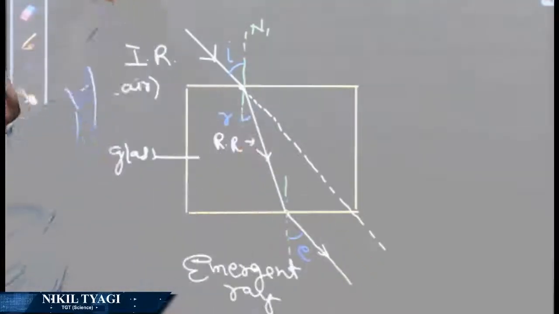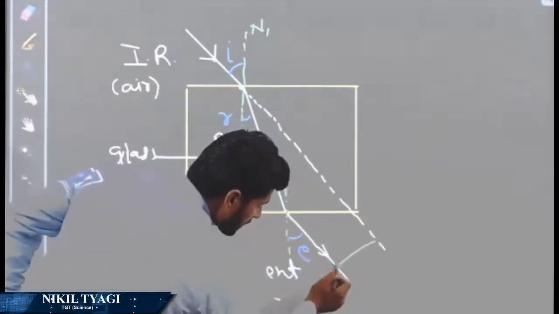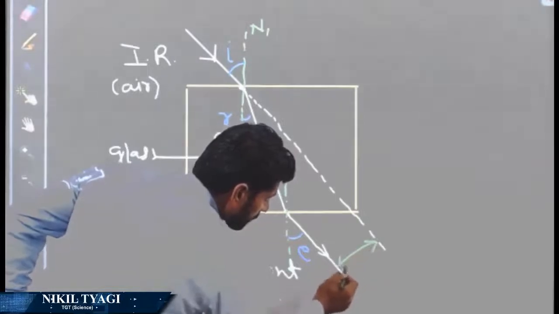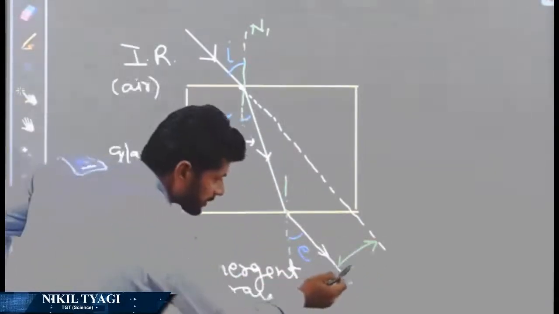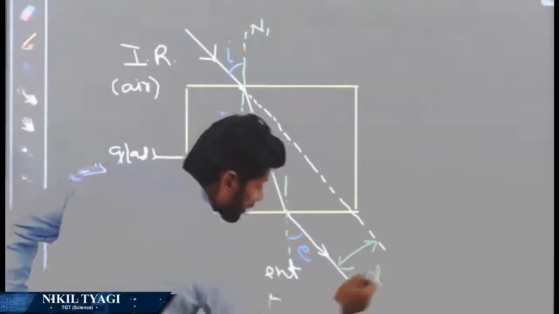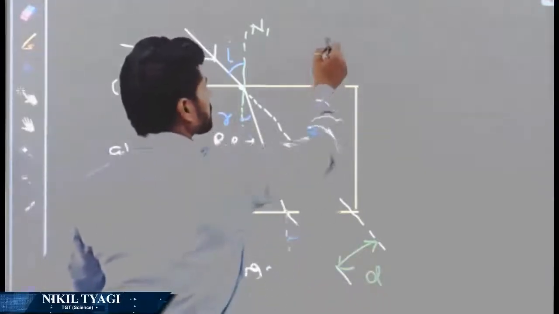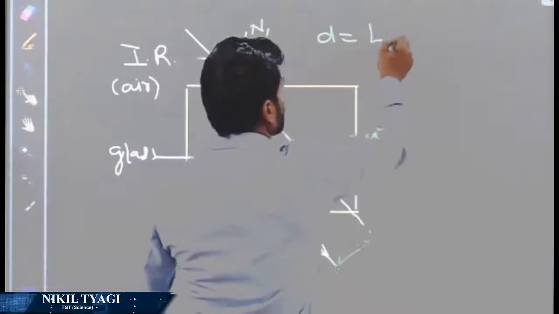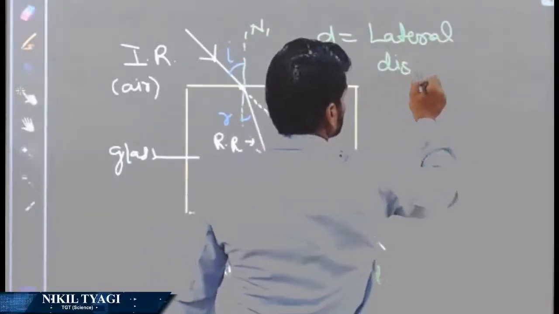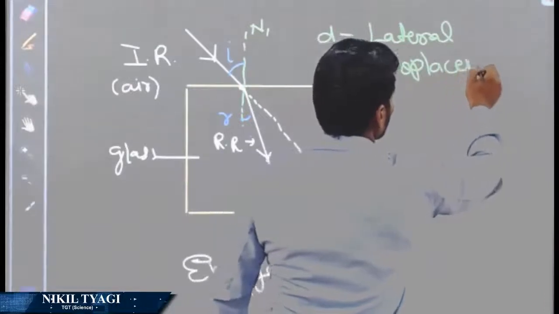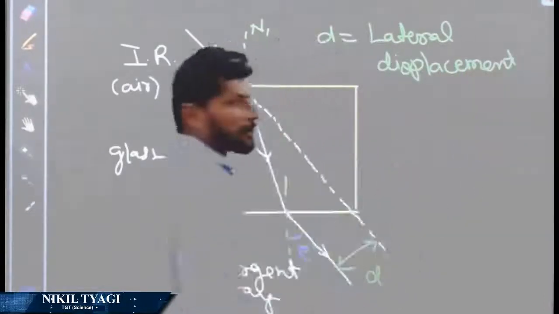Here, the distance between the direction of the incident ray and the direction of the emergent ray is known as lateral displacement. What is this D here? This D is lateral displacement. Lateral displacement means it is a shift.